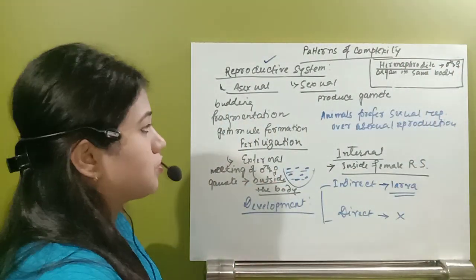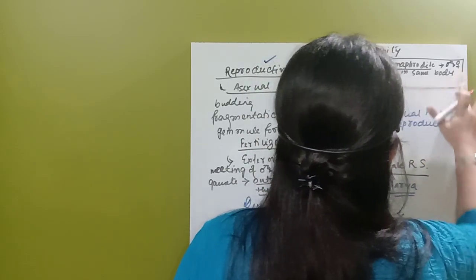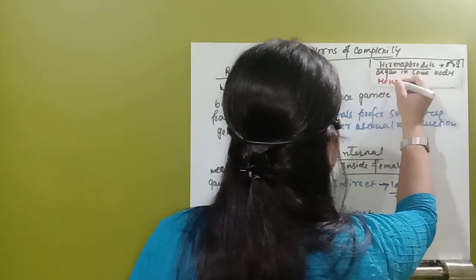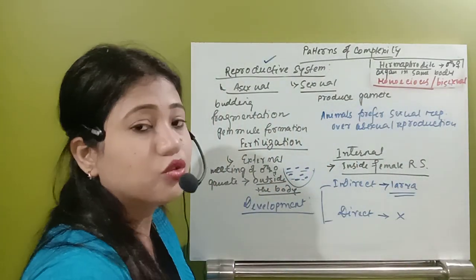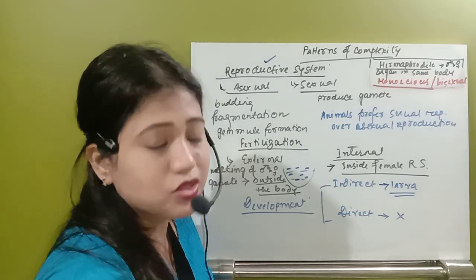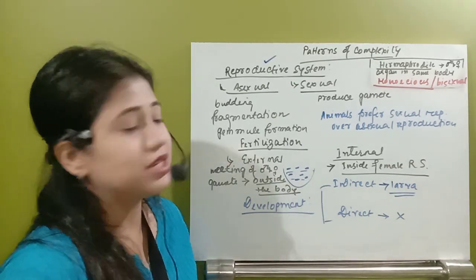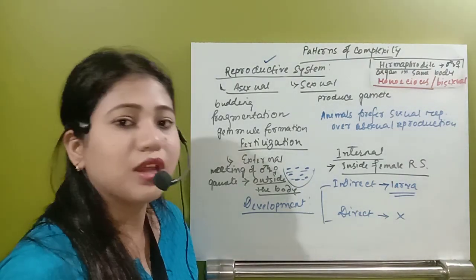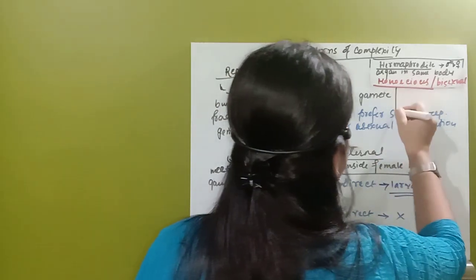These hermaphrodite animals are also known as monoecious animals. Monoecious animals or hermaphrodite animals, they are the same, or we can also call this a bisexual organism. So monoecious, bisexual or hermaphrodite means those organisms which have the male and the female organs in the same body. You can see in case of leech, leech will have both the male and the female organs in the same body.